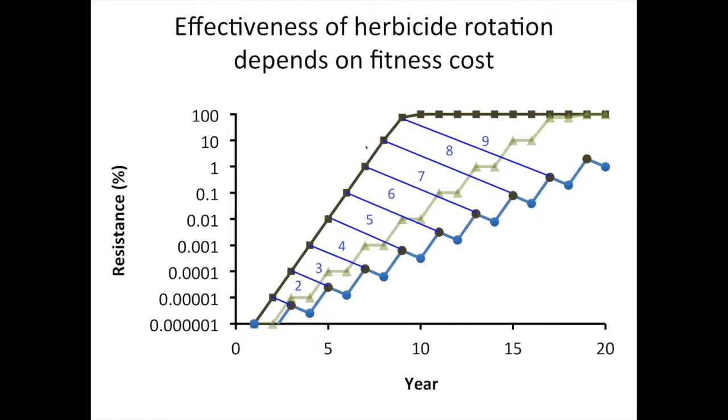Even with a high fitness penalty that I'm showing here, you're only gaining about 3 applications. But again, I just want to come back to this point. Whether it's 10% or 20%, it doesn't matter that much. It's going to buy you a few applications, but it's certainly not going to save that herbicide or prevent resistance from occurring to that herbicide.